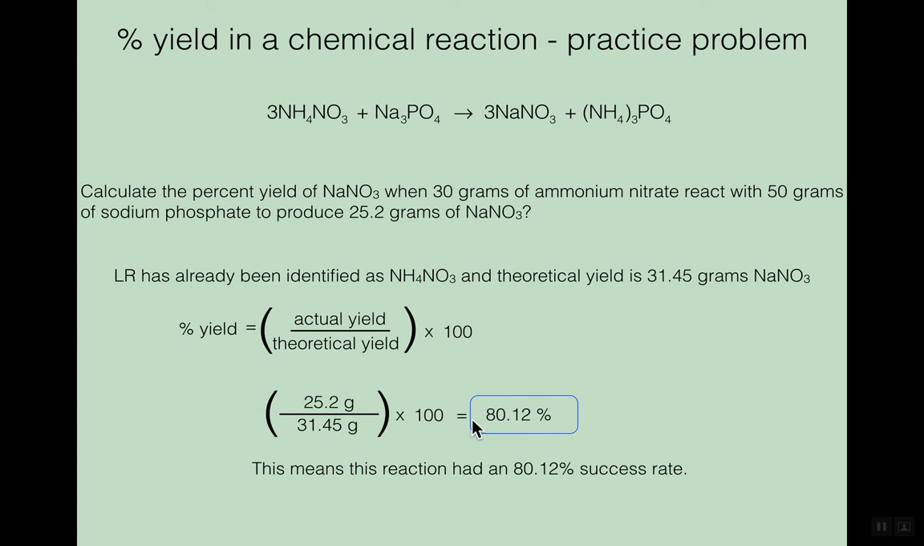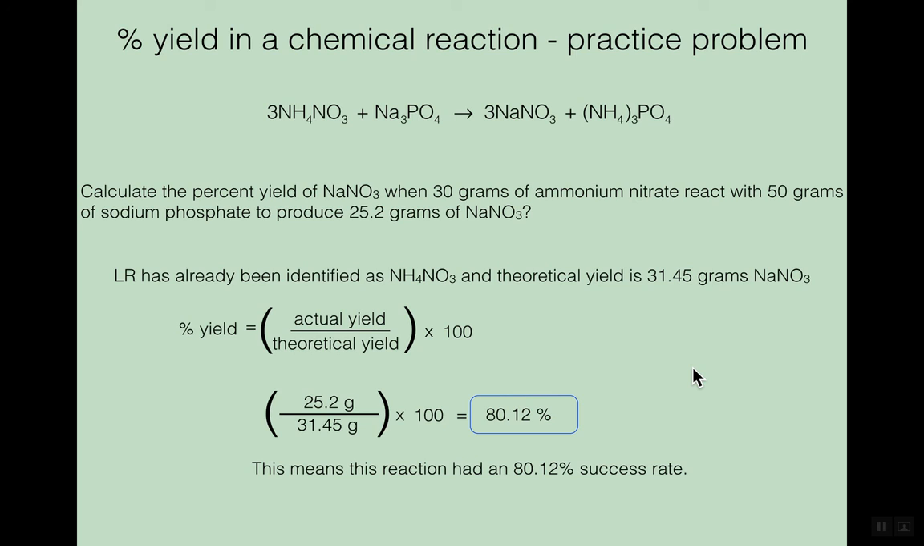What this number means is that this reaction had an 80.12% success rate. Obviously, you want this number to be as big as possible. The closer to 100, the more successful the reaction was, the more pure your materials were, and the less sloppy you were in your experiment. So you want this number to be high.